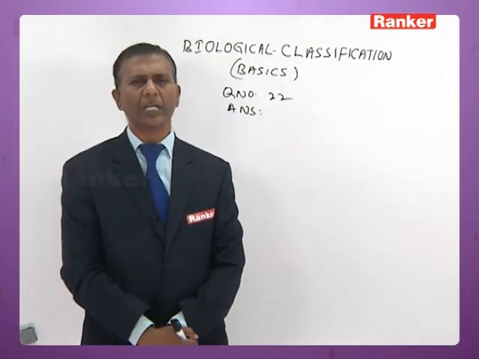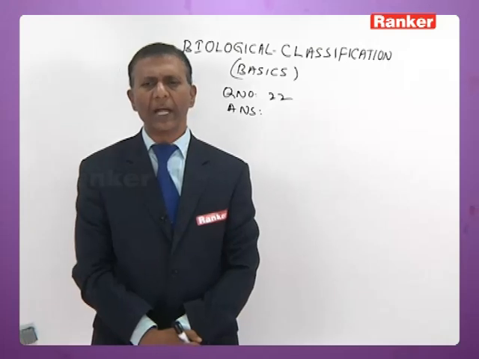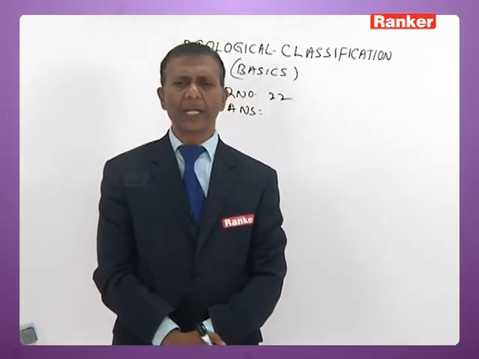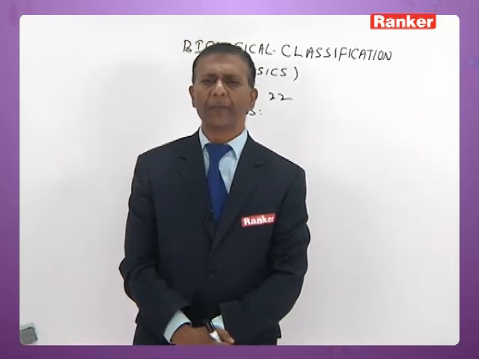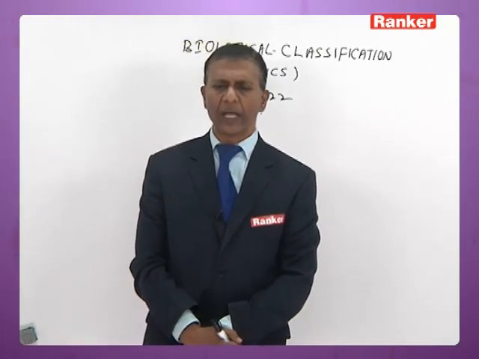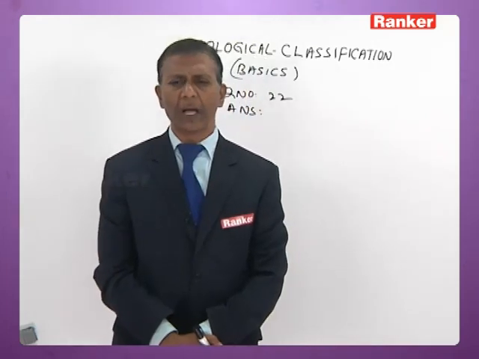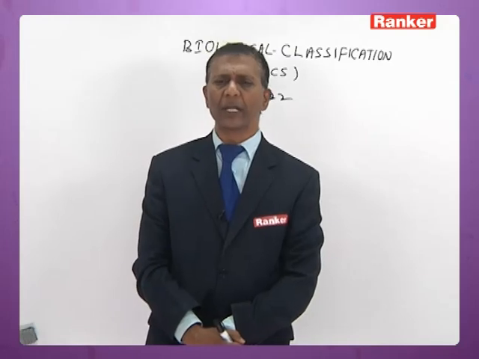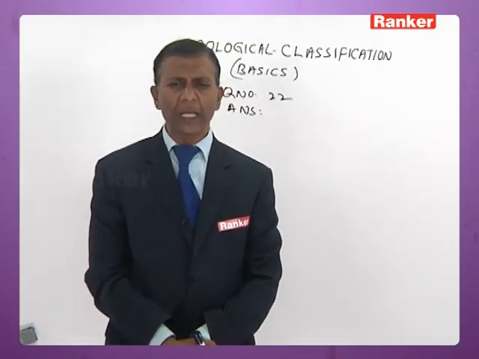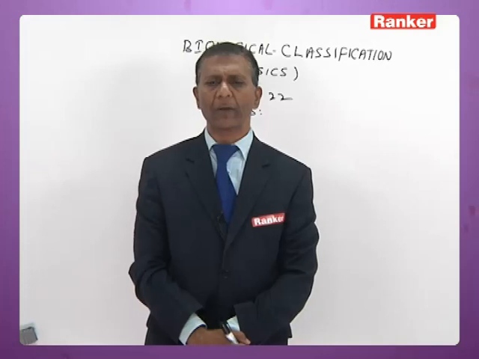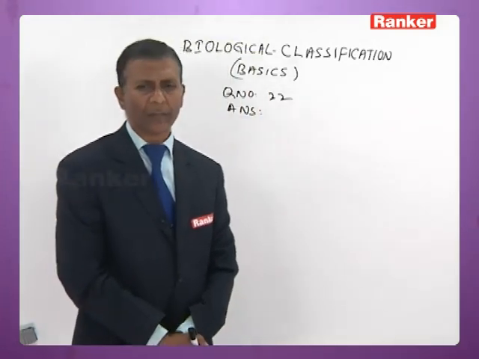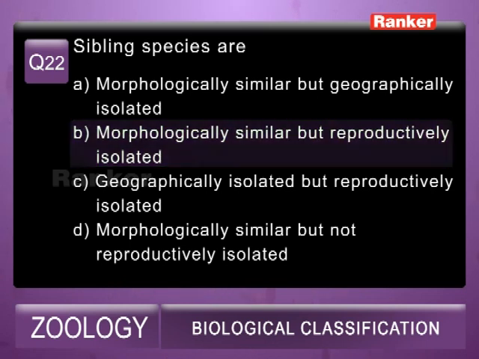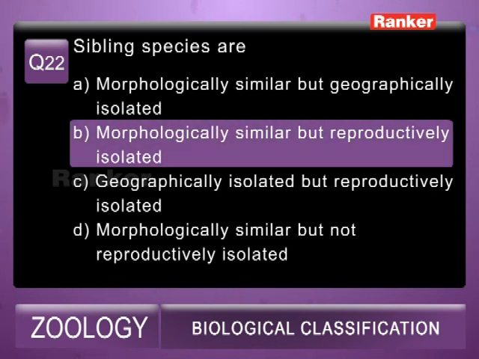Sibling species are the species which are morphologically identical but reproductively isolated. Morphologically similar but reproductively isolated. So the correct answer is morphologically similar but reproductively isolated. For the 22nd question, the correct answer is B, morphologically similar but reproductively isolated.